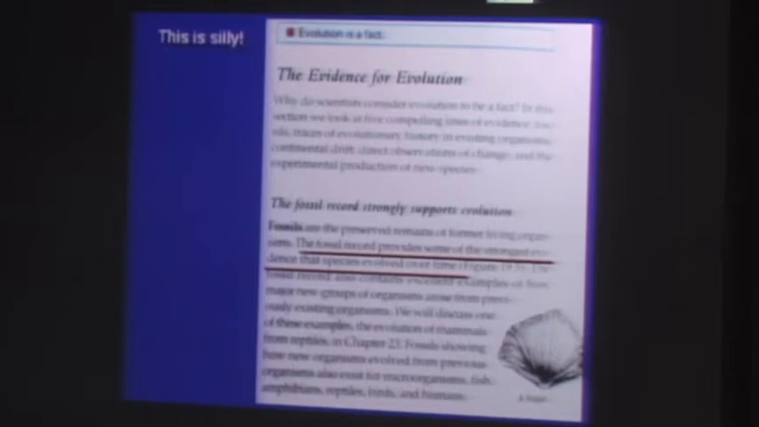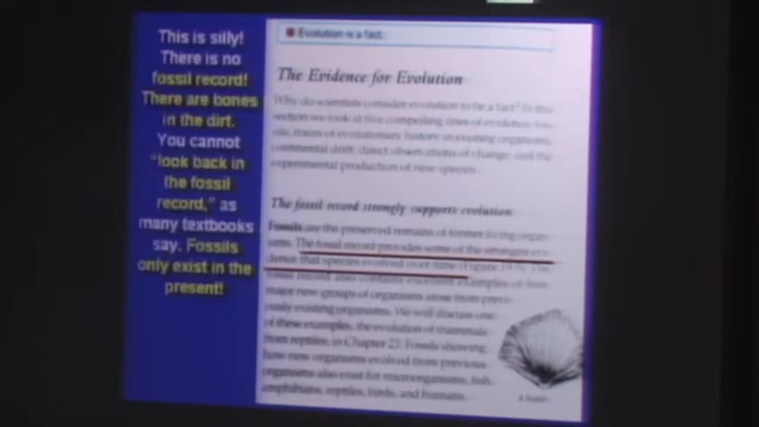This textbook says evolution is a fact. The fossil record provides some of the strongest evidence that species evolved over time. This is silly. There is no fossil record. You don't look back into time. You look at a bunch of bones you dug out of the dirt, and you put your interpretation on them, okay? Fossils only exist in the present. They don't exist in the past. I mean, you're digging them up and it's 2005, okay? You can't say, wow, this fossil is 40 million years old. You don't know that. All we do is put our interpretation on the fossils.